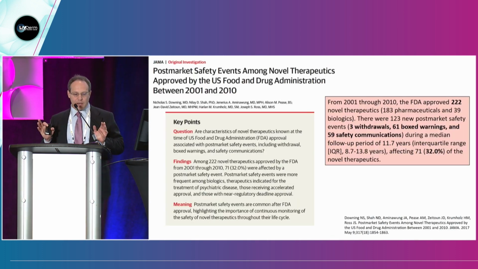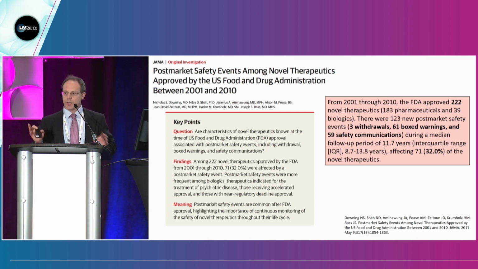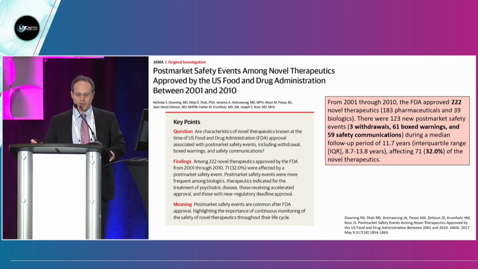Now, here's a paper from JAMA looking at post-market safety events among novel therapeutics between the years 2001 and 2012. If we focus on the pink box on the right, I'll give you a summary of what it said. Between these years, the FDA approved 222 novel therapeutics. 183 were pharmaceuticals, and 39 were biologics. Now, 129 new post-market safety events occurred: 3 withdrawals, 61 boxed warnings, and 59 safety communications over an average of around 12 years of follow-up.